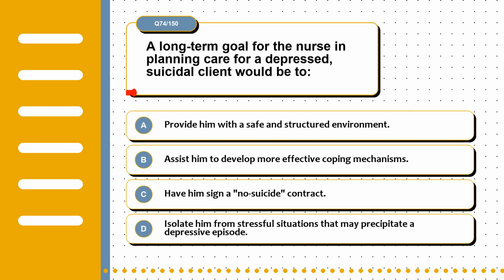Question 74. A long-term goal for the nurse in planning care for a depressed, suicidal client would be to. Here are the options. Option A, provide him with a safe and structured environment. Option B, assist him to develop more effective coping mechanisms. Option C, have him sign a no-suicide contract. Option D, isolate him from stressful situations that may precipitate a depressive episode.